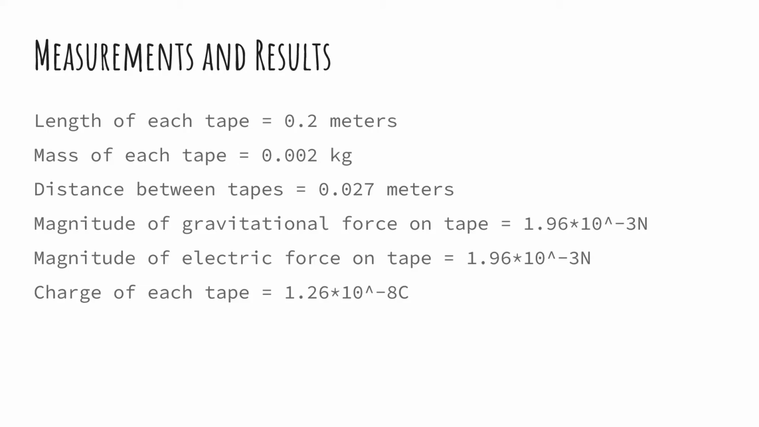The length of the tape was 20 centimeters. The mass of the tape was 2 kg. The distance between the tapes when the tape above started floating was 0.027 meters. The magnitude of the gravitational force on the tape was 1.96 times 10 to the minus 3. The magnitude of the electric force on the tape was 1.96 times 10 to the minus 3, and we know this because of Newton's third law. And the charge of the tape, using calculations, we got was 1.26 times 10 to the minus 8 coulombs.